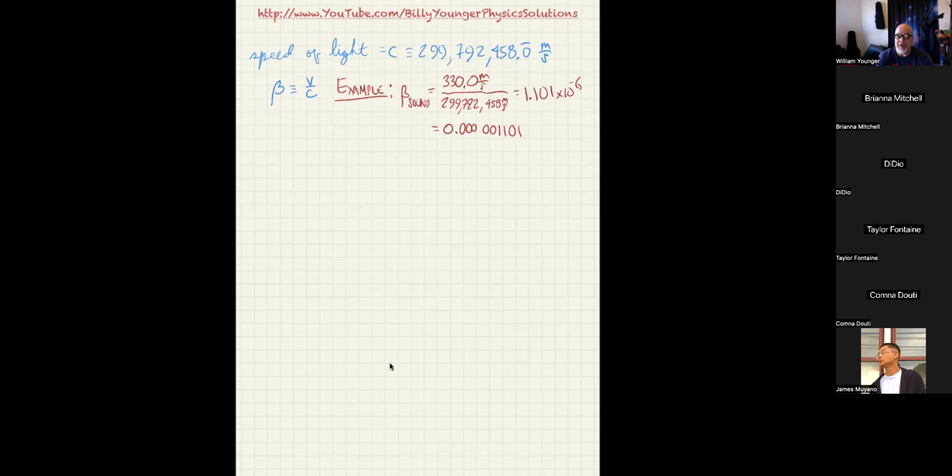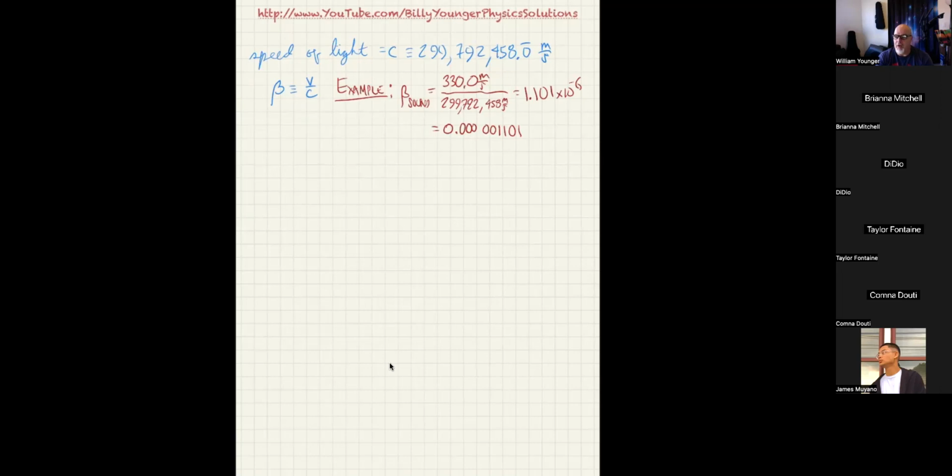And of course, when you get less than 0.1, maybe even less than 0.05 or 0.01, you probably don't need to use relativity. Okay, so that's one symbol. This was the speed of sound relative to the speed of light.